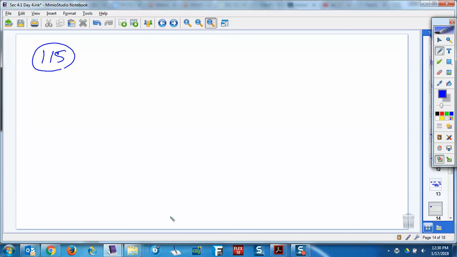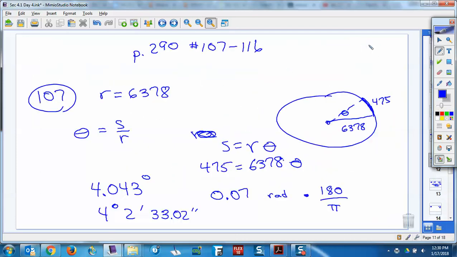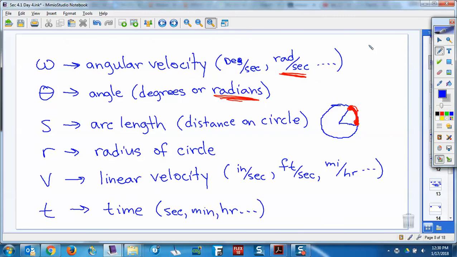All right, here we go. 115. So, a car is moving at a rate of 65 miles per hour, and the diameter of its wheels is 2 feet. So when I read that, diameter of the wheel, that's the circular part. We're always looking for the circular part of this. So that's 1 foot. Because diameter is not part of any of our equations, it's radius that we want. So I see radius is 1 foot. And we've also got 65 miles per hour. Now, which one of our things here is the miles per hour?